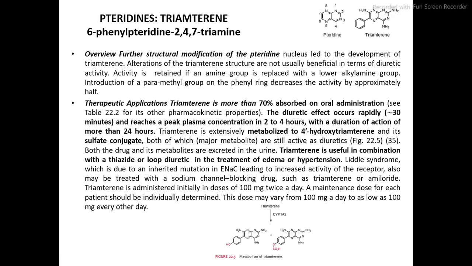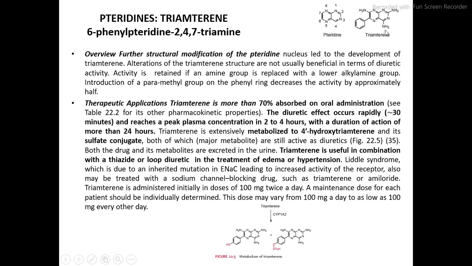Activity is retained if an amine group is replaced with a lower alkyl amine group. Introduction of a paramethyl group: over here this is the para position because this phenyl ring is attached to this pteridine ring at this position, so the para position is this one. If you introduce a paramethyl group on the phenyl ring, it decreases the activity by approximately half. So this is the structural modification of triamterene.